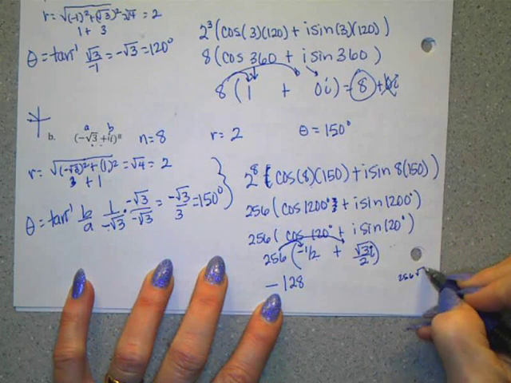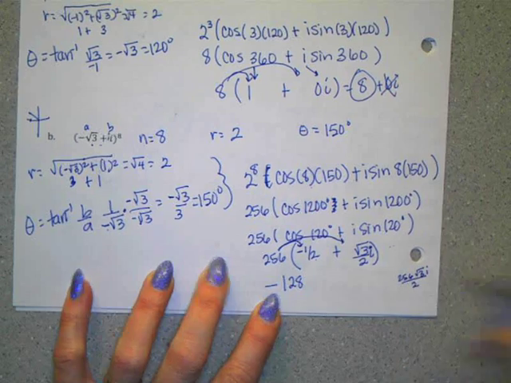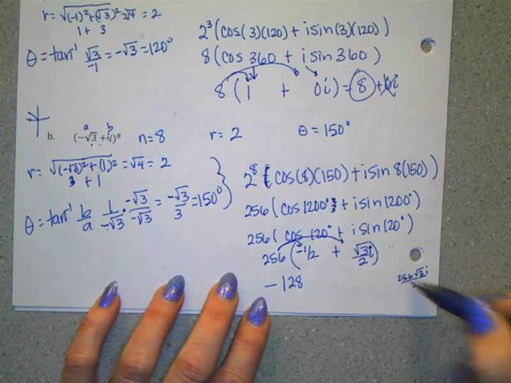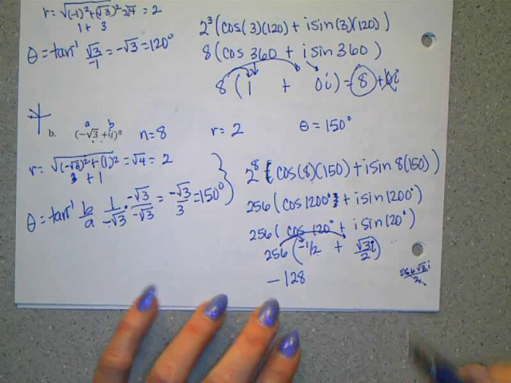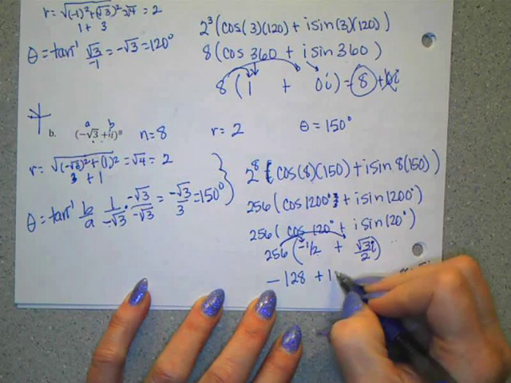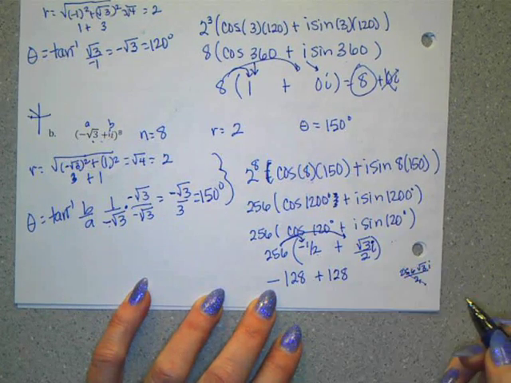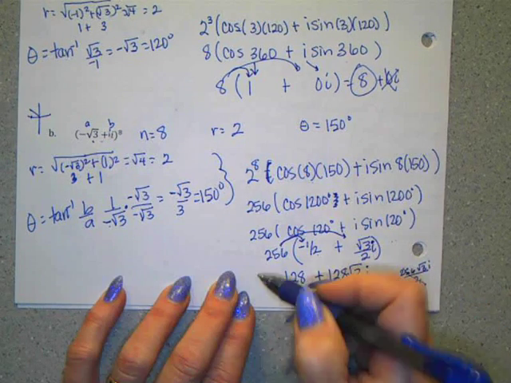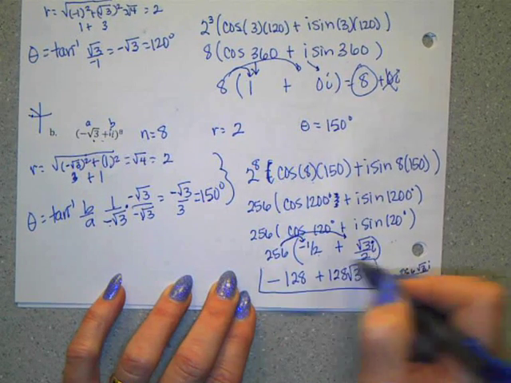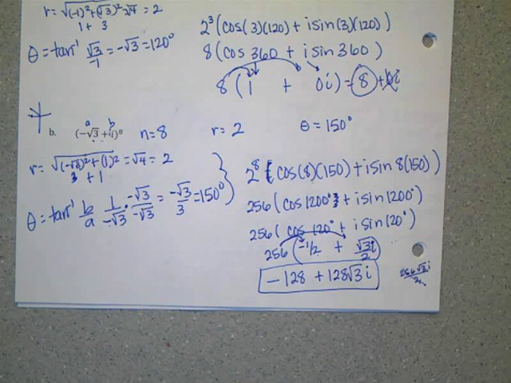I have 256 square roots of 3i over 2. Well, these two are both on the outside, so again, 2 is going to go into 256 128 times. So I have a plus 128 square roots of 3i. That's not as pretty as that 8th that we had. That's what's going to happen sometimes.